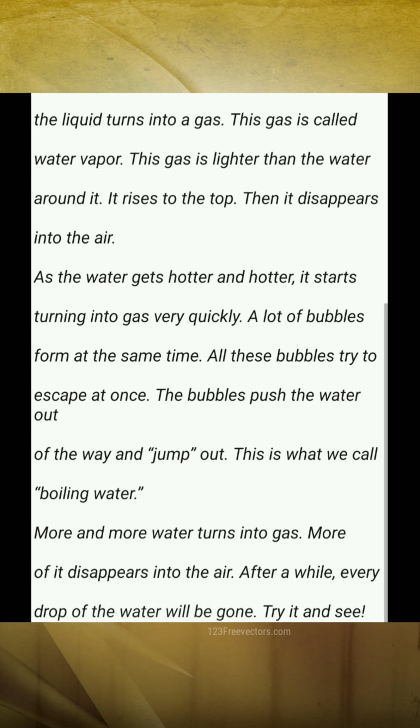As the water gets hotter and hotter, it starts turning into gas very quickly. A lot of bubbles form at the same time. All these bubbles try to escape at once. The bubbles push the water out of the way and jump out. This is what we call boiling water. More and more water turns into gas. More of it disappears into the air. After a while, every drop of the water will be gone. Try it and see.